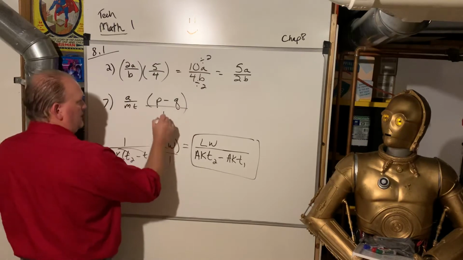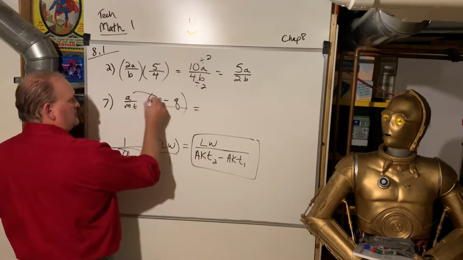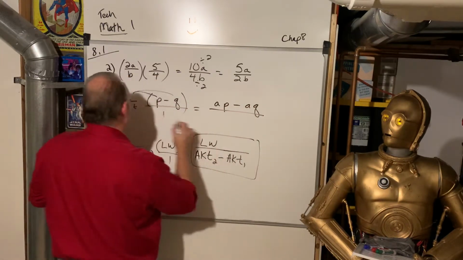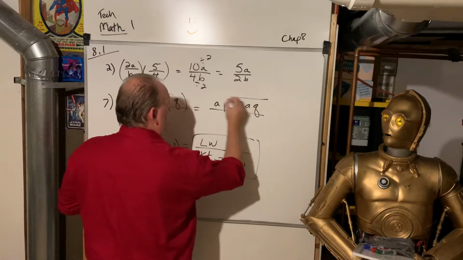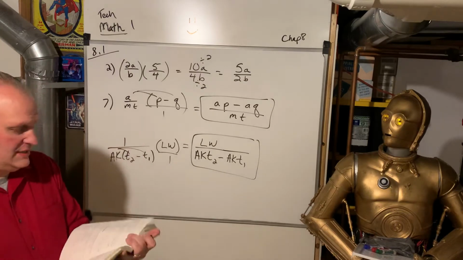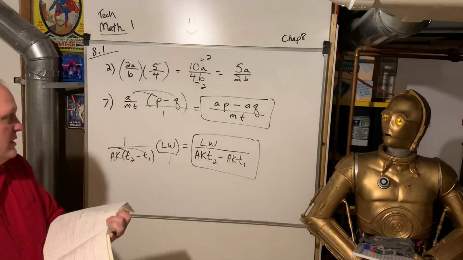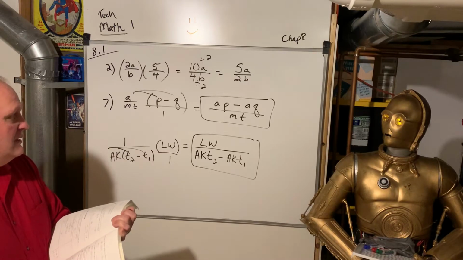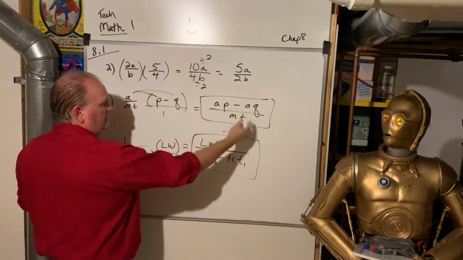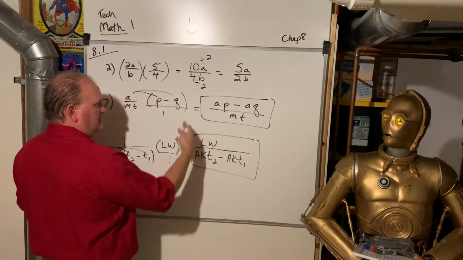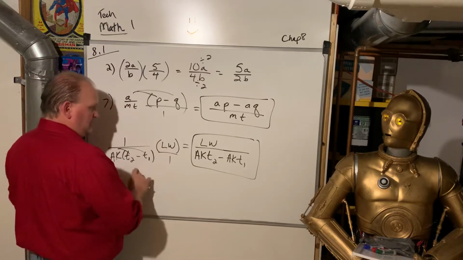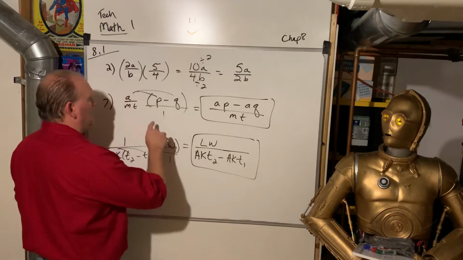And this one's even easier, just say over 1, and we distribute: ap minus aq all over mt. That's it. It's a little tougher to get your head around because it's all letters, but a little easier to execute, because unlike when it's all variables, we don't have to reduce, there's nothing to reduce. You just multiply and you're done. In fact, in the book, they didn't even distribute that. They just left that on the bottom, put that on the top.